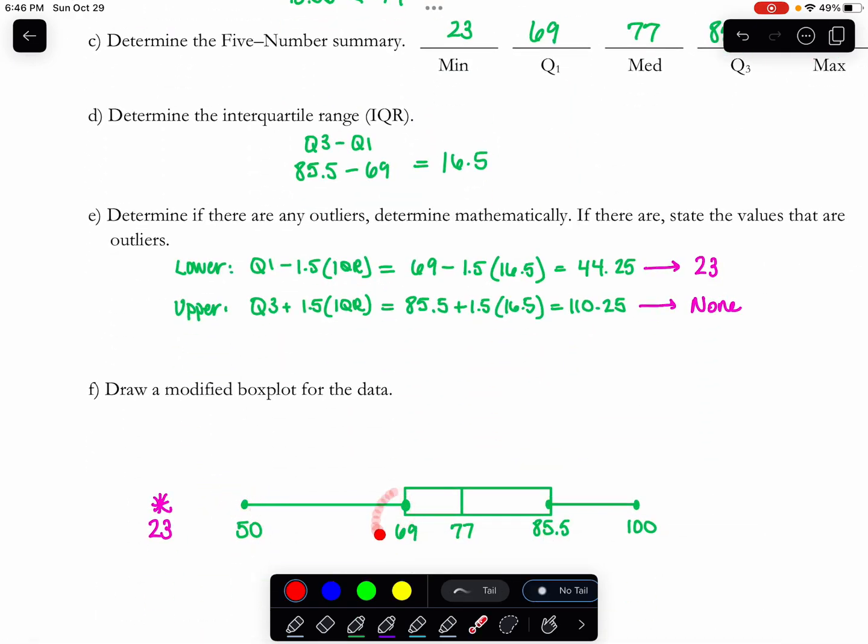So 50 to our first quartile, 69. Our median falls, again, try to draw it to scale as best you can, our third quartile and our maximum. So this is a modified box plot showing where our outlier lies.